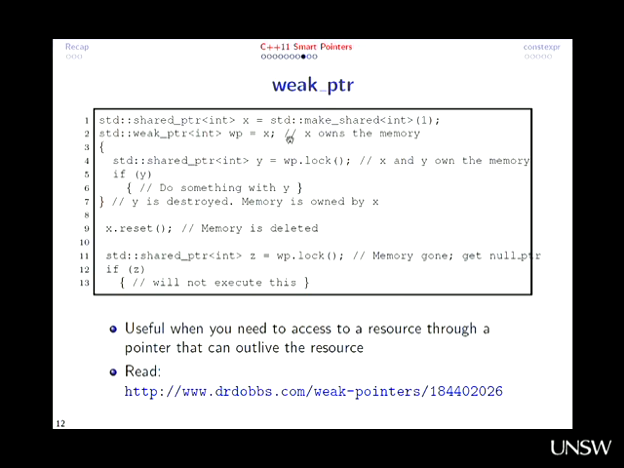Remember, we've still got this weak pointer wp over here, which is now pointing to destroyed memory. If we try to now get the memory it's actually pointing to by going wp.lock at that point, we get a null pointer, and then that next piece of code doesn't execute. So this is useful when you need to access a resource through a pointer that can outlive the resource.